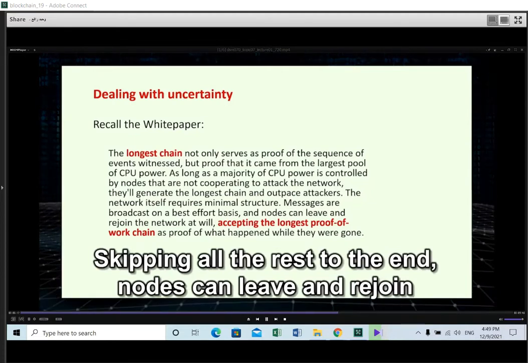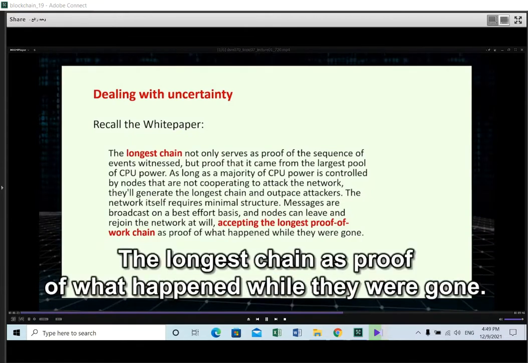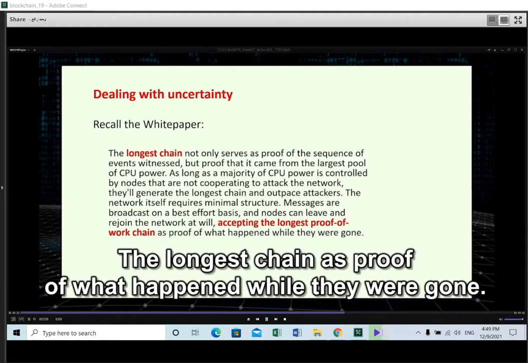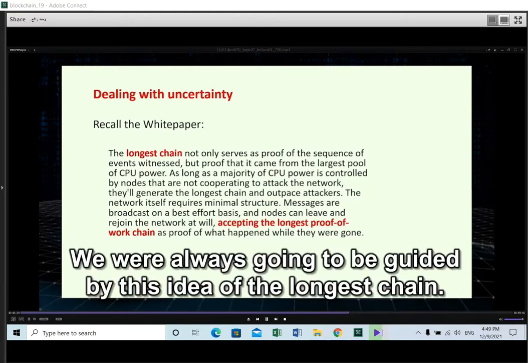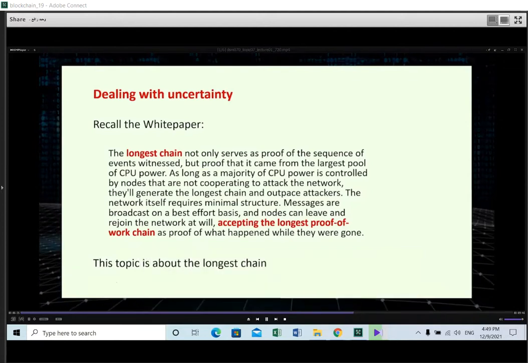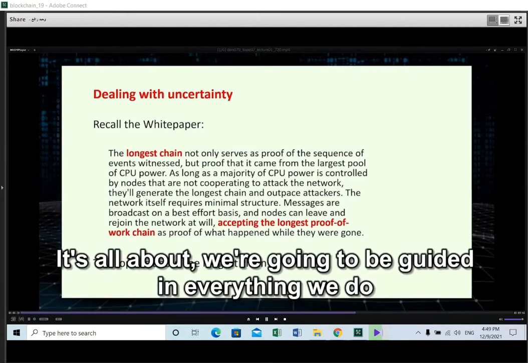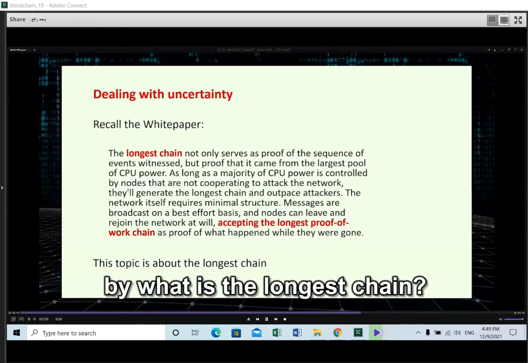Nodes can leave and rejoin the network at will, accepting the longest proof of work chain, the longest chain, as proof of what had happened while they were gone. So we're always going to be guided by this idea of the longest chain. This topic is in a sense all about the longest chain. We're going to be guided in everything we do, in our response to everything that happens with the blockchain, by what is the longest chain.